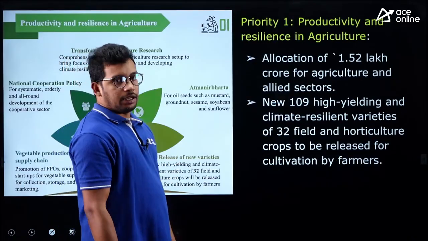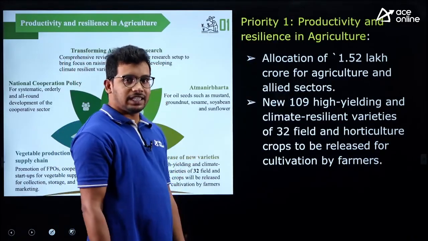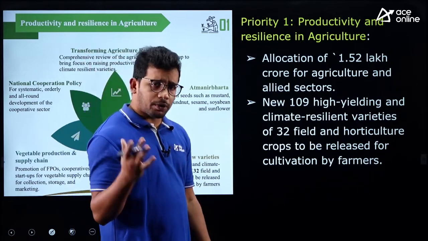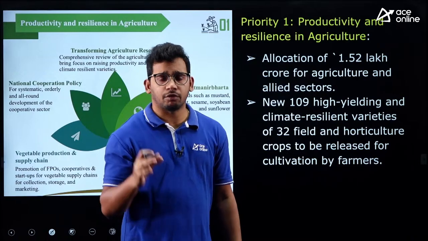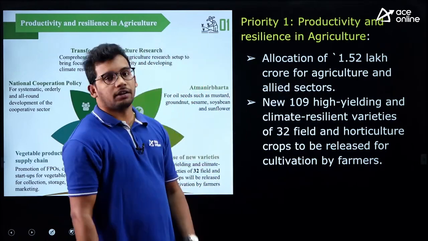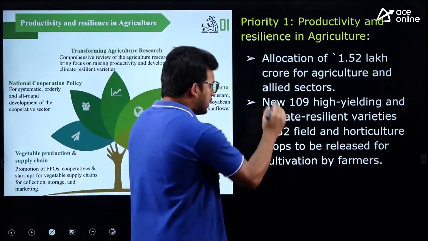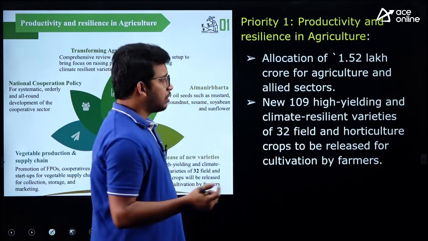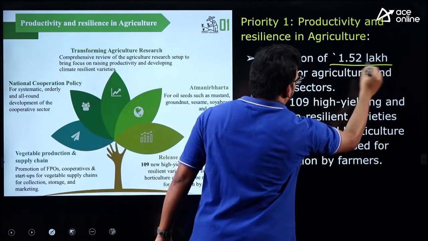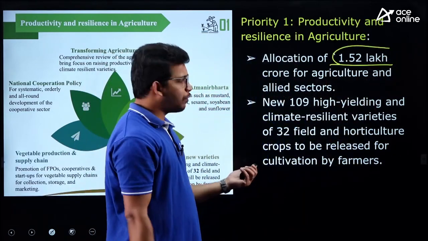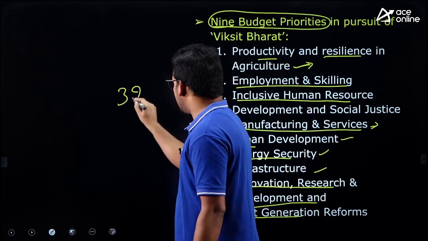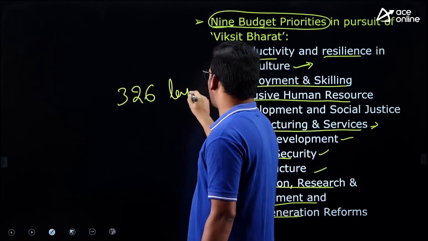Now the first theme, that is productivity and resilient agriculture. Resilient here means resistance against climate change and all. Because of the changes that are happening in the environment, agriculture productivity is decreasing. So to enhance agriculture productivity is the first goal, right. For this, government has allocated specifically 1.52 lakh crore. Before that, I want to tell you what is the total GDP of our country. Approximately 326 lakh crores.